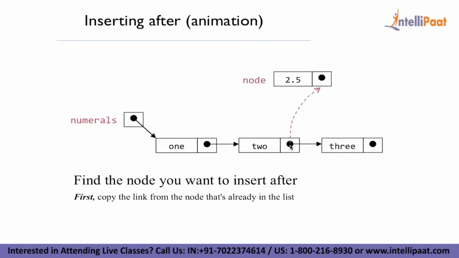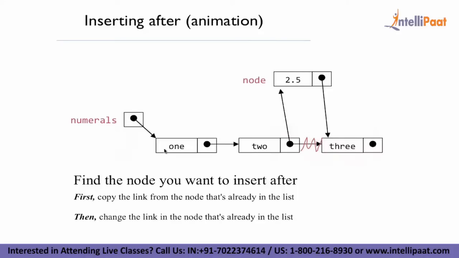What we will do is node.next equal to 2.next. So what will happen is node.next will point to 3, and 2.next also points to 3. Now we have to make 2.next point to node. Change the link in the node that's already in the list. So we need to change the link of this to this. First we dereference it and assign it again. So this is how we can insert into the linked list. Now when we traverse the linked list, it will be this element, then this element, then this element, then this element.